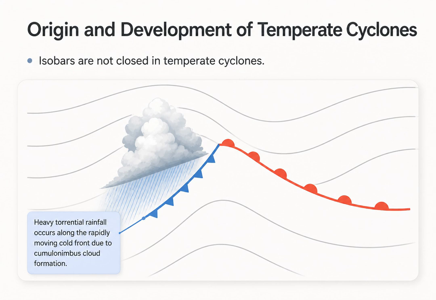A key distinguishing feature here is that the isobars in a temperate cyclone are not closed. If we look at how weather manifests within these systems, we see distinct patterns based on the fronts. For instance, heavy, torrential, short-duration rainfall accompanied by thunderstorms is typically witnessed along the rapidly moving cold front. This intense weather is due to the rapid uplift of air, which leads to the formation of towering cumulonimbus clouds.